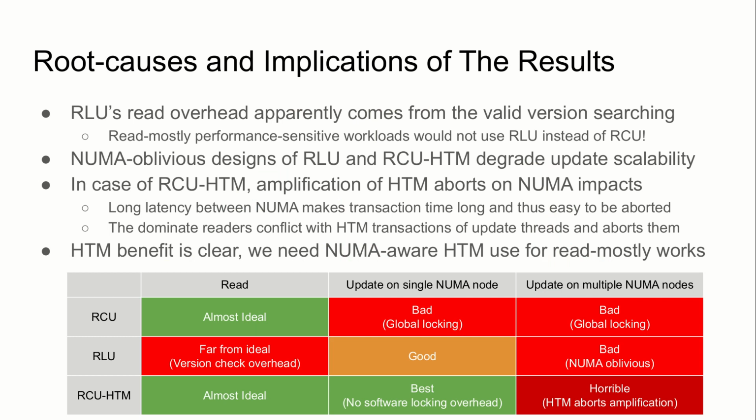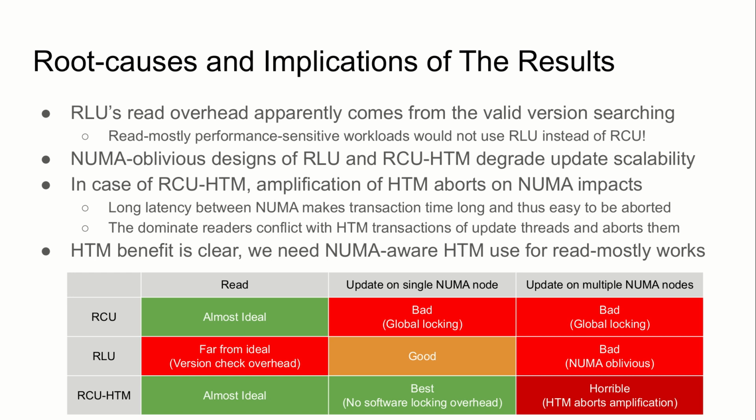What are the root cause and implications of the research? RLU's read overhead apparently comes from the valid version searching. Read-mostly performance-sensitive workloads would not be able to easily use RLU instead of RCU. And the NUMA-oblivious designs of RLU and RCU HTM degraded the update scalability. Especially in the case of RCU HTM, amplification of HTM aborts on a NUMA machine impacted the performance.